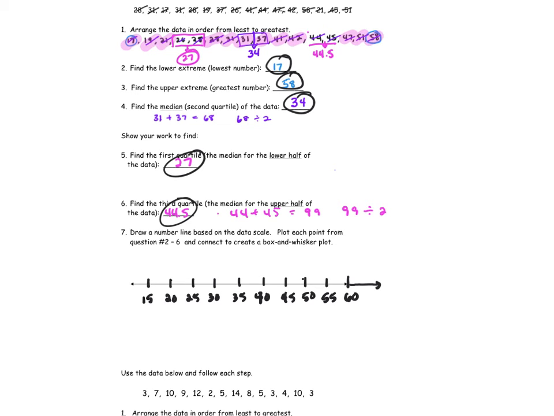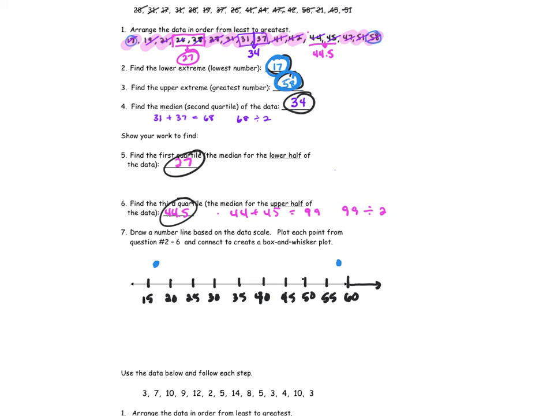Okay, so now we have our number line. The next part is to locate our 5 pieces, and because our number line is not as precise, we're going to have to estimate. So between 15 and 20 would be 17. It would be a little bit closer to 15 than it is to 20, and I'm making these points above the number line. Our upper extreme is 58, so that's just a tad bit closer to 60. Those are our upper and lower extreme numbers.